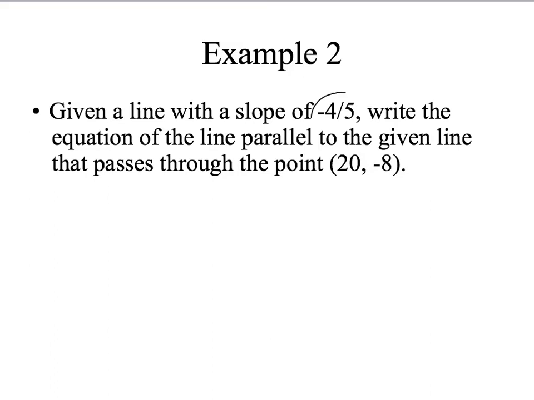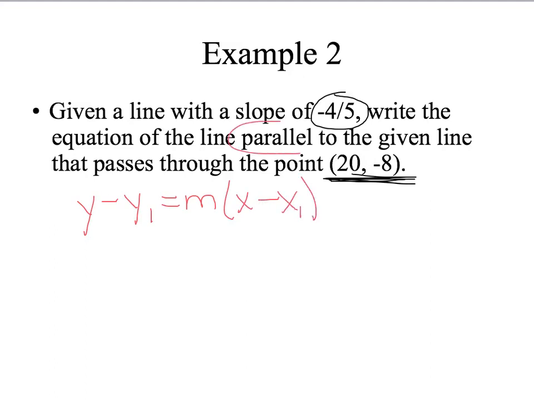Given a line with a slope of negative 4/5, write the equation of the line parallel to the given line that passes through this point. So we want to use point slope form. Y minus y1 equals m times x minus x1. Parallel lines are going to have the same slope, so the slope of my line parallel will still be negative 4/5, and I'm going to use this point 20, negative 8. So y minus negative 8 is equal to negative 4/5 times x minus 20.